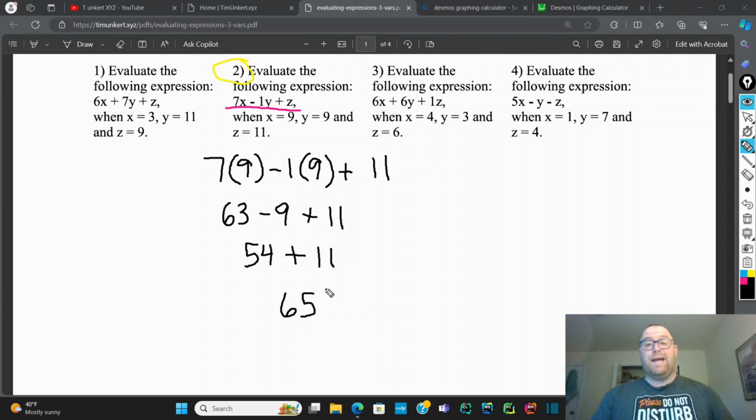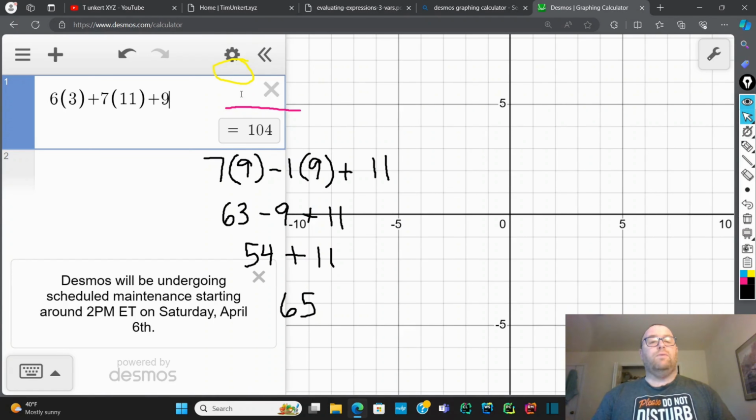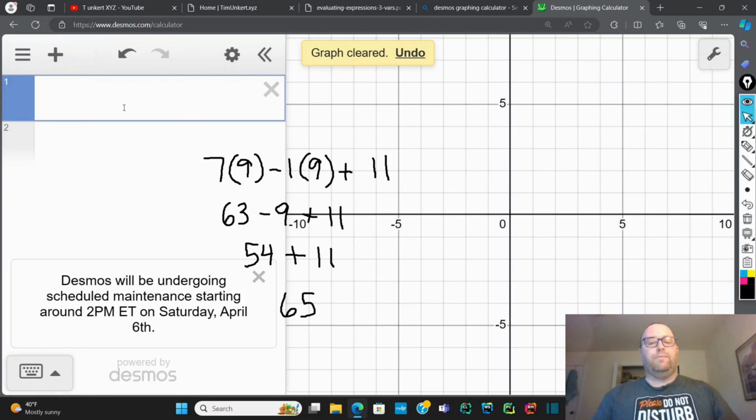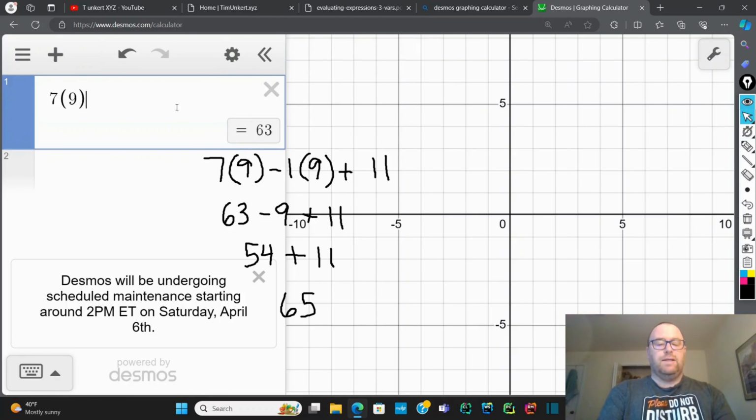Okay, take a snapshot of that. Let's go to Desmos. Okay, and what we can do here is get rid of some of this stuff. So we can just delete out the cell, or you can go here and click delete all to clear it all out. So we have 7 times x minus 1 times y plus z. And we have those values. Let's just check it via Desmos. So 7 times 9 minus 1 times 9 plus 11, 65. Did our arithmetic correctly. Cool.